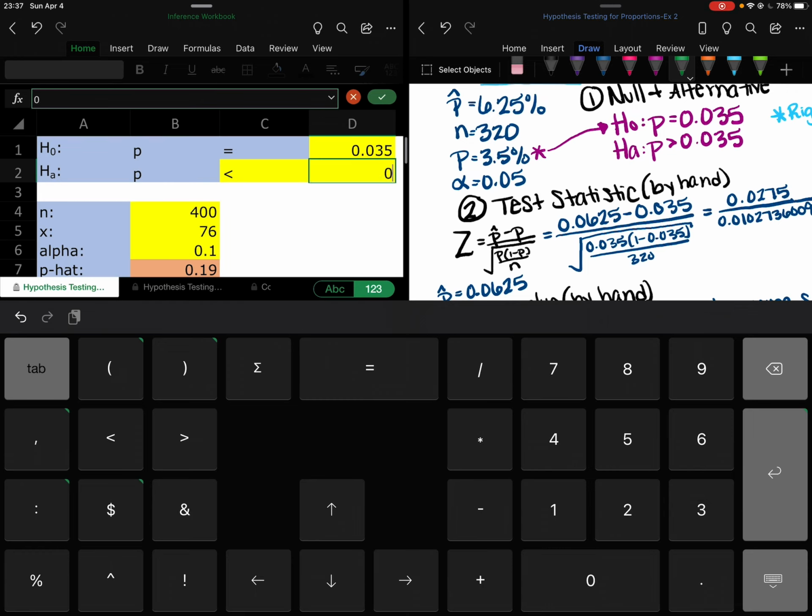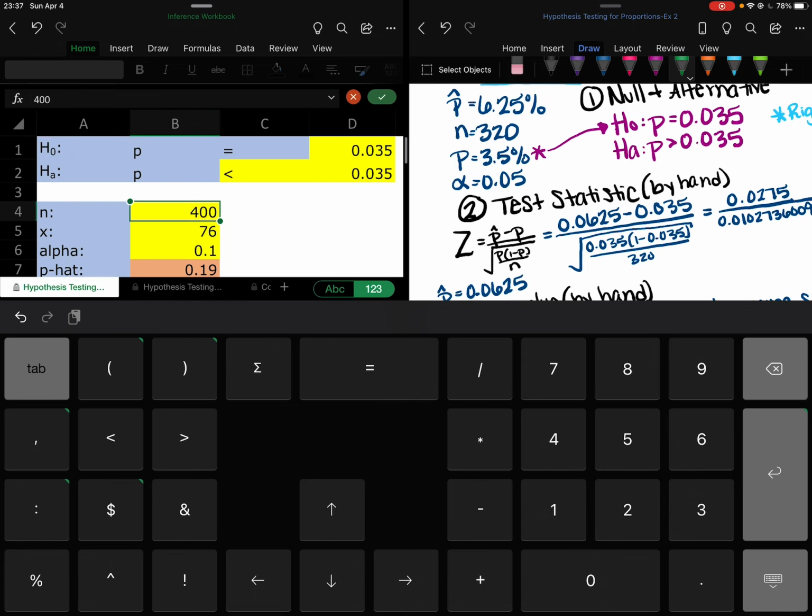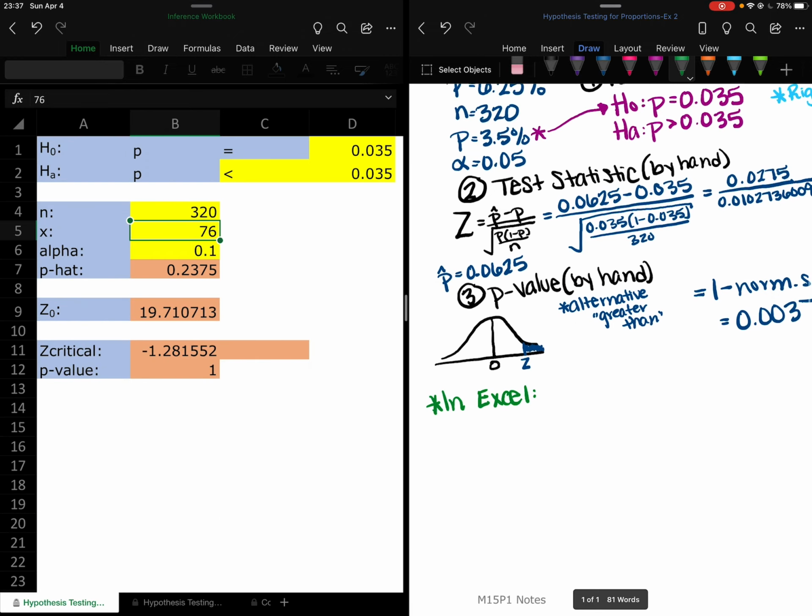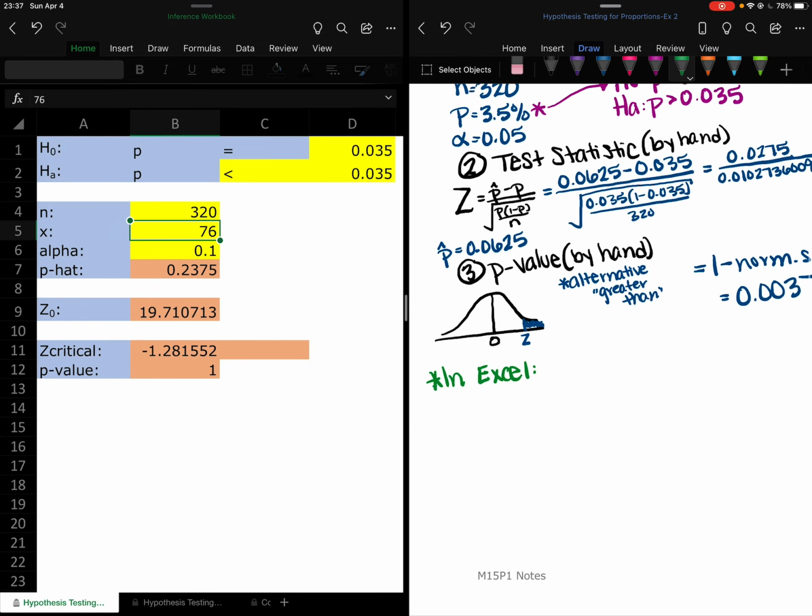0.035. Our N is 320. And our X, oh, we don't know what our X is. We need to go find that. So for this one in Excel, we were given p hat, we were not given X. So we need to find X in order to use the Excel sheet.